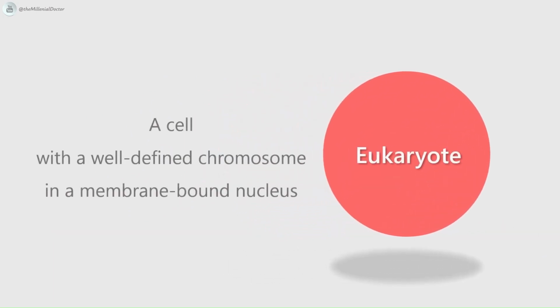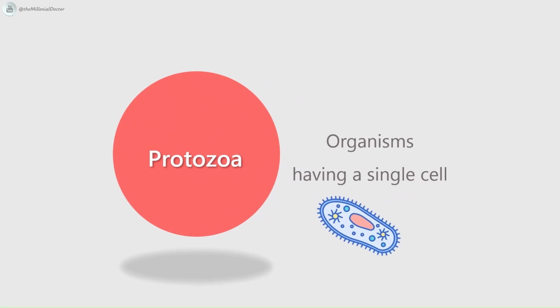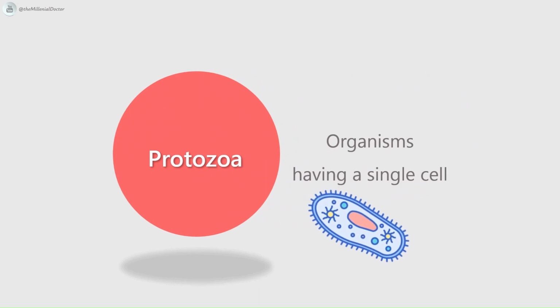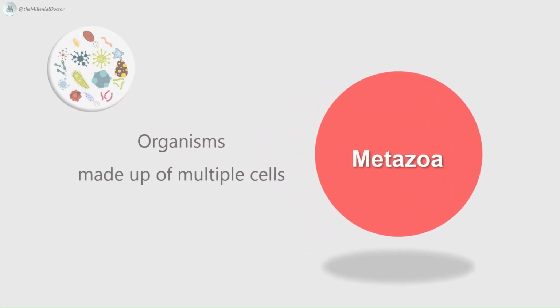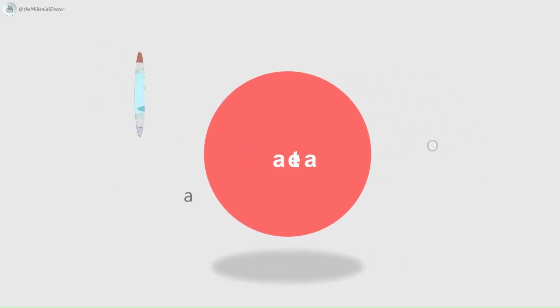Next, eukaryote. It is a cell with a well-defined chromosome in a membrane-bound nucleus. All parasitic organisms are eukaryotes. Next, protozoa. These are the organisms having a single cell, also called as unicellular organisms. Example: Entamoeba histolytica, Plasmodium malaria. Next, metazoa. These are the organisms made up of multiple cells, also called as multicellular organisms. Examples: helminths or worms.